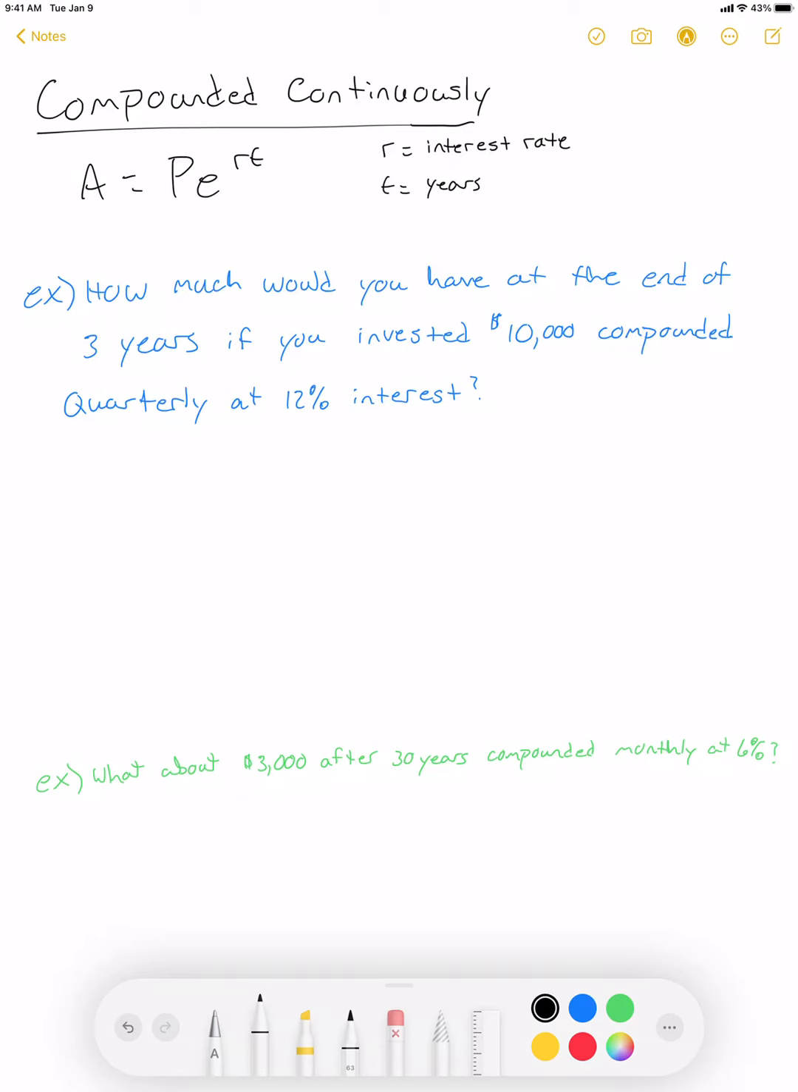Okay, now continuing with compound interest, what if it says compounded continuously? So not monthly or daily or quarterly, but it says continuously. Well, this is our key or indicator that we're going to use PERT.